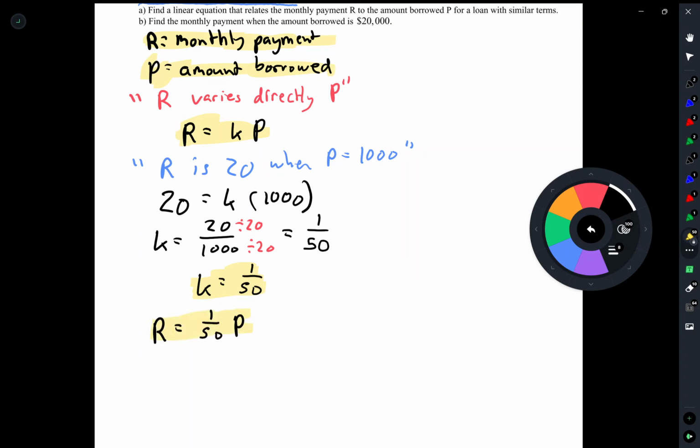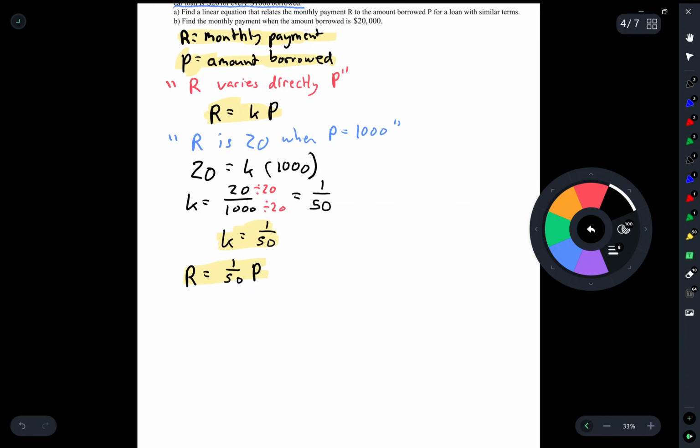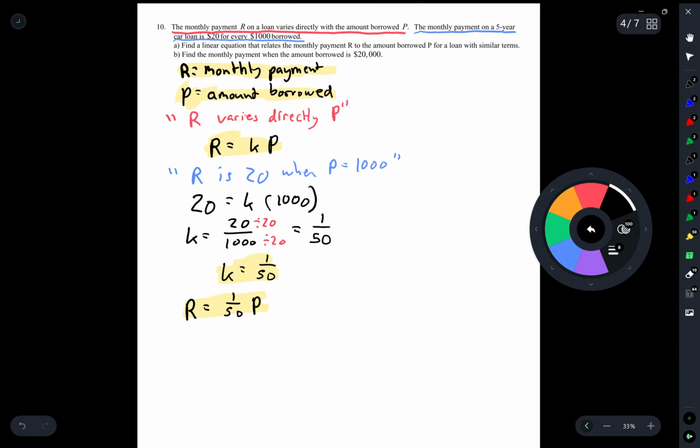In other words, if you give me the amount borrowed, I could divide it by 50, and it will give me the amount that I have to pay monthly. Okay, now let's move on to part A. We haven't even moved on to the question yet, but part A.